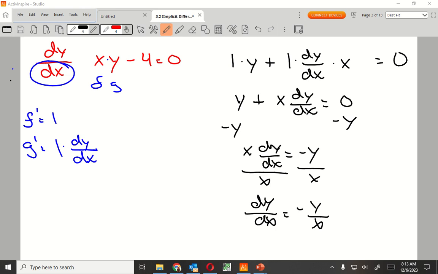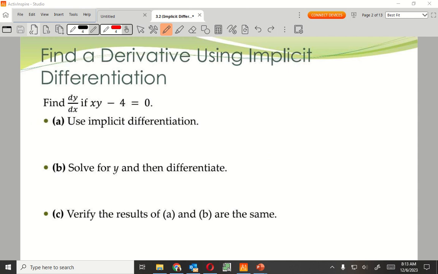Okay, so now I'm going to try it again, but this time, okay, we used implicit, so now this time right here, I'm going to solve for y, then take the derivative.